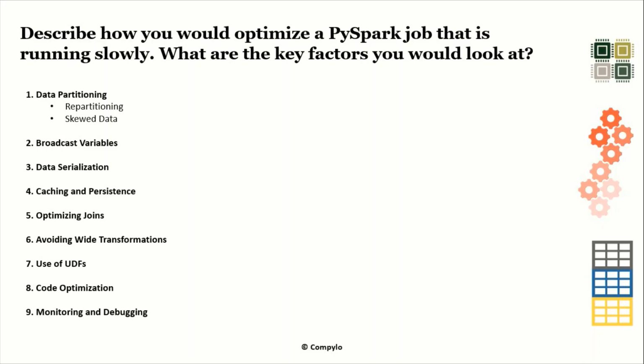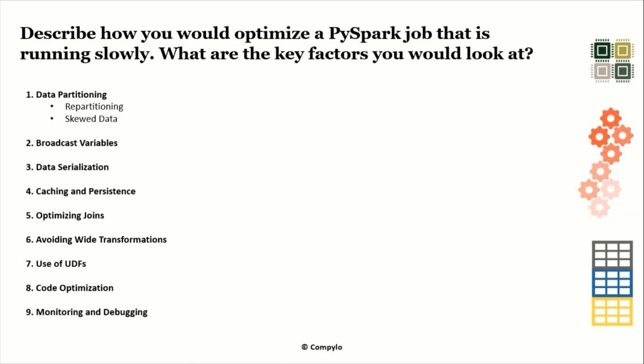Also, we should minimize wide transformations like group by, join and distinct, which can lead to large shuffles. Instead, we can try to use narrow transformations wherever possible. We should also avoid using user-defined functions when built-in Spark functions can achieve the same result. UDFs can be slower because they serialize data between the JVM and Python.